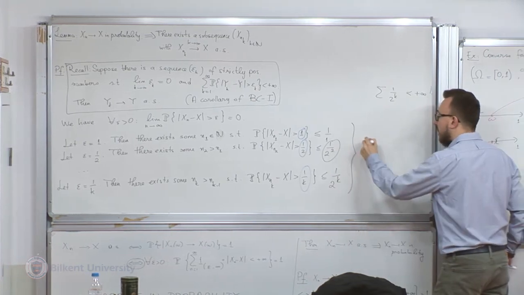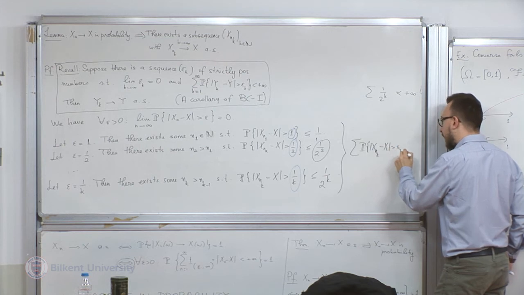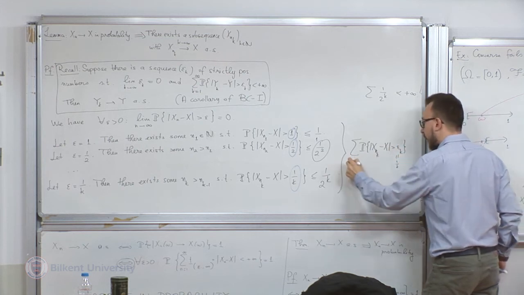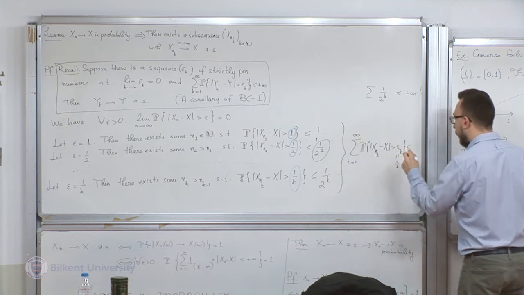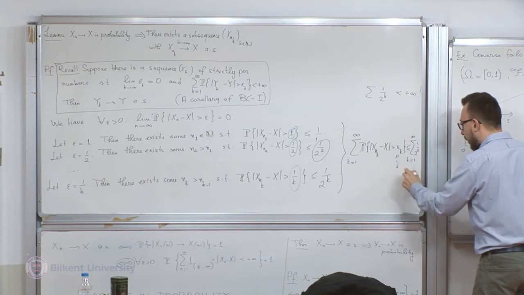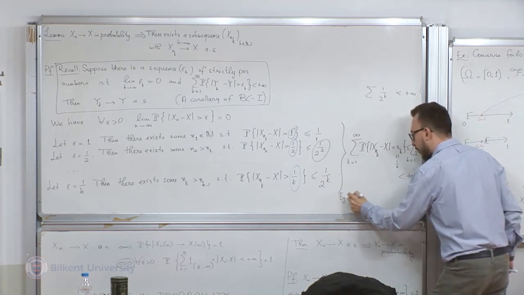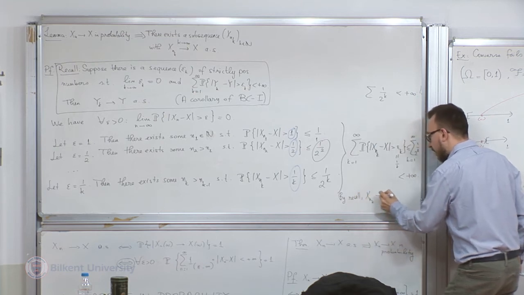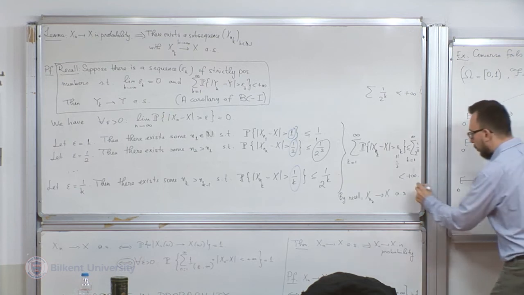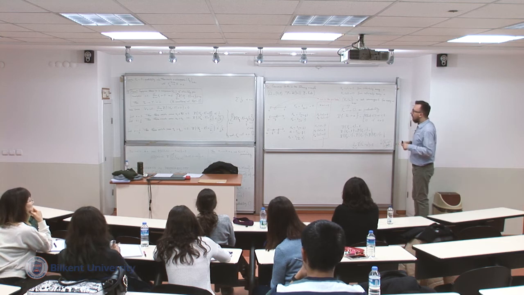And we have the sum of the probabilities that |x_{n_k} minus x| is greater than epsilon_k, which is just 1 over k, is less or equal to what? The sum of 1 over 2 to the k, which is finite. Finite, geometric sum. So by the corollary we recalled, x_{n_k} converges to x almost surely. So we extracted a subsequence that converges to x almost surely, although the full sequence, as in this example, may fail to converge almost surely. So there is a subsequence that is convergent almost surely.